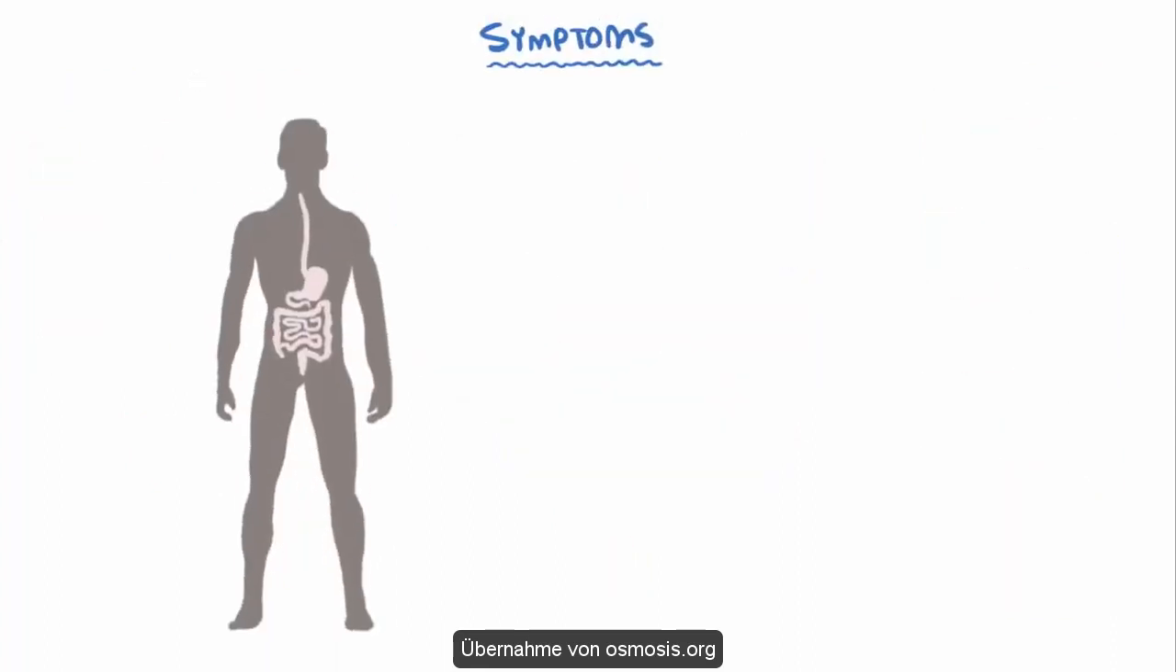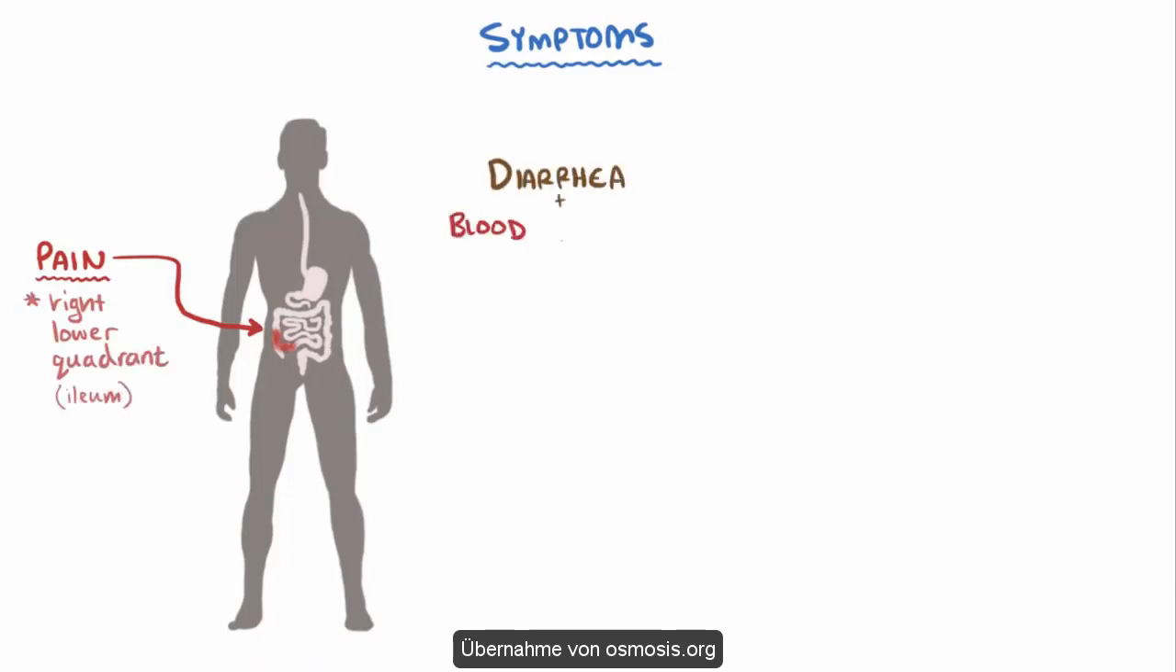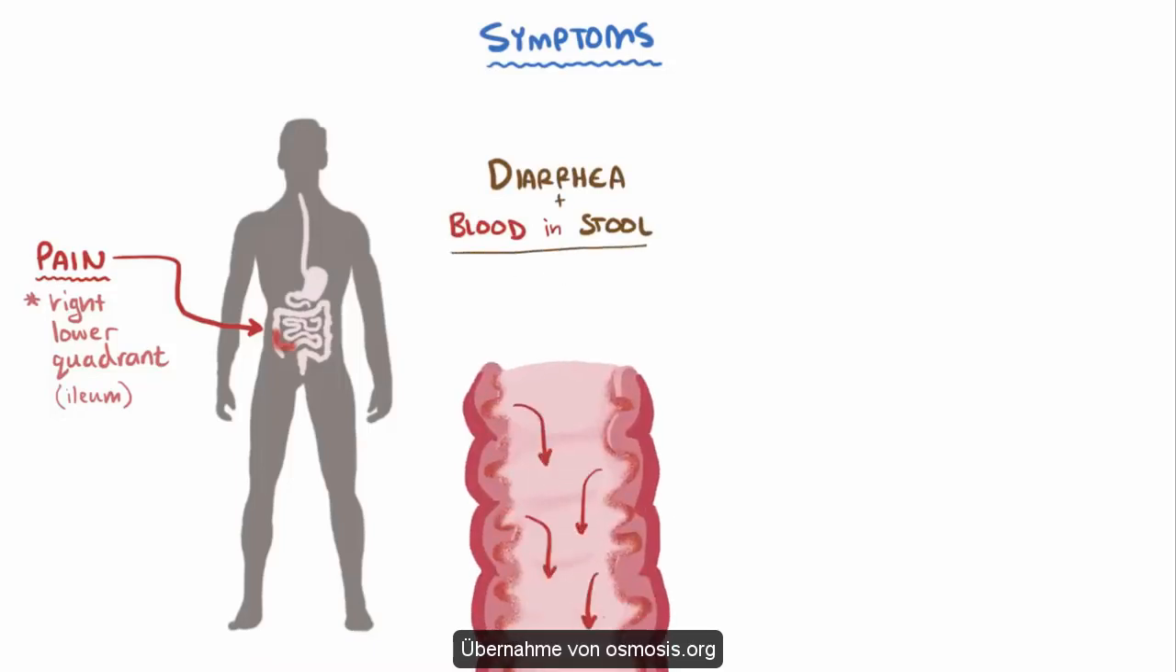As more gastrointestinal tissue is damaged, patients might experience pain in the affected areas, most commonly in the right lower quadrant, which is associated with the ileum. Also, diarrhea and blood in the stool are common symptoms. The blood is from damaged intestinal wall tissue, and if the cells in the large intestine are damaged, they lose their ability to reabsorb water, and more water is then excreted, leading to diarrhea.